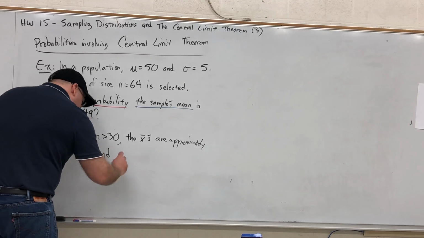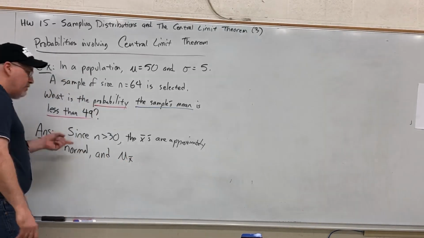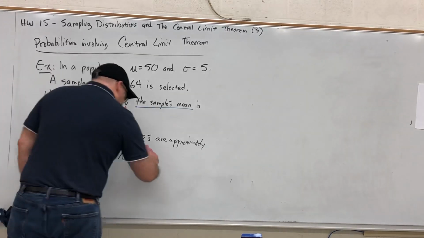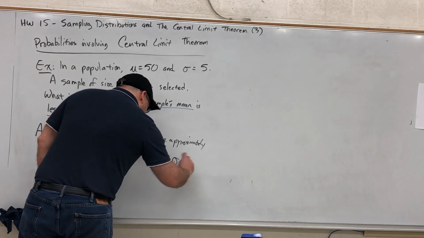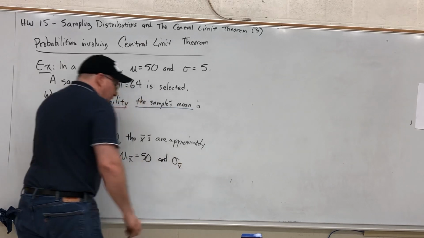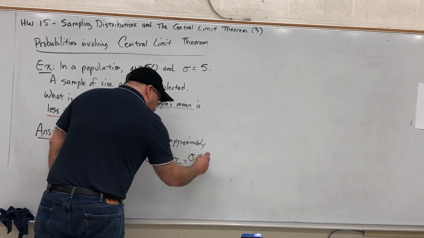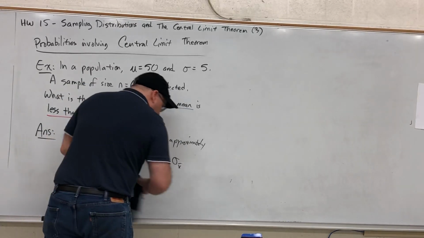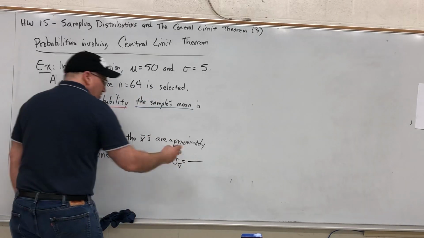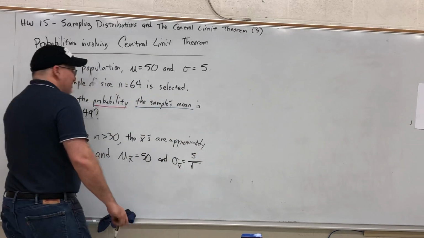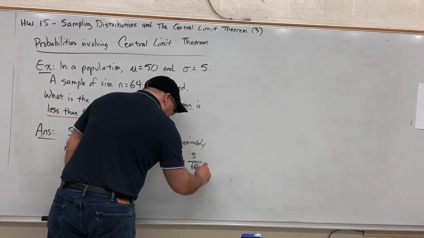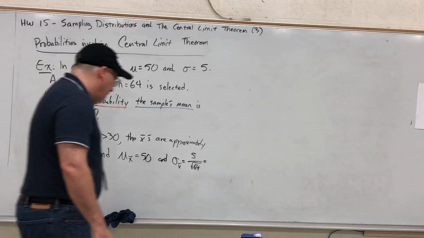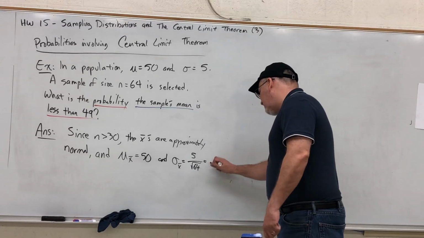And I can say more. I can say the mean of all the x bars, the mu of x bar, is equal to the mean of the original population, which was 50. And I can also calculate what the standard deviation of all the x bars is. It's just the standard deviation of the population divided by the square root of the sample size. The standard deviation of the population was 5, divided by the square root of the sample size. The sample size is 64. I chose 64 because it's nice to square root, and dividing by 8 is never catastrophic. 5 divided by 8 is a decimal, 0.625, about 0.65.